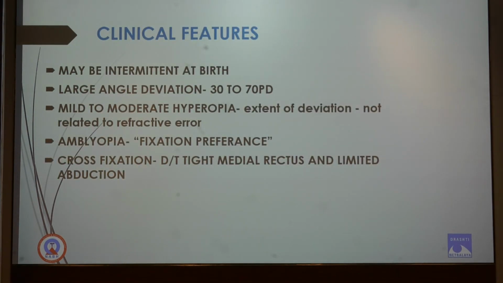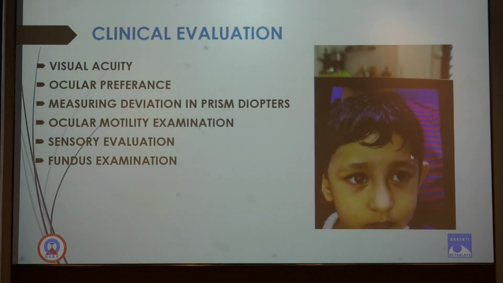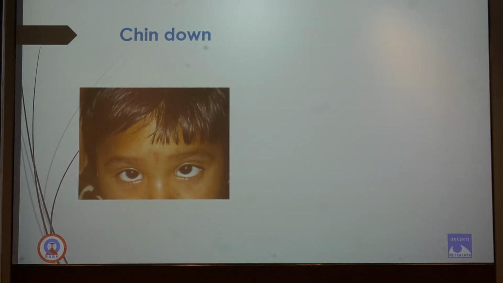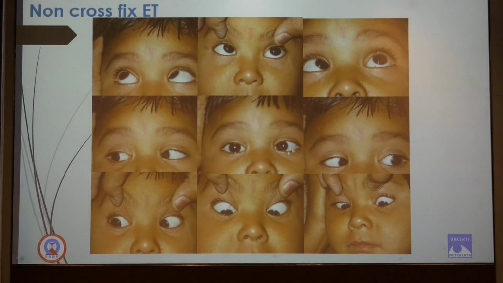Clinical features: usually a large deviation between 30 and 70 prism diopters, usually presenting with a triad of inferior oblique overaction, dissociated vertical deviation, and latent nystagmus elicited by occluding either eye. Clinical evaluation should be done, including the AC/A ratio, which is very difficult in infants, and everything from visual acuity to fundus examination. This baby presented to us always keeping a chin-down position, and when we made her look straight, we saw a large esotropia.